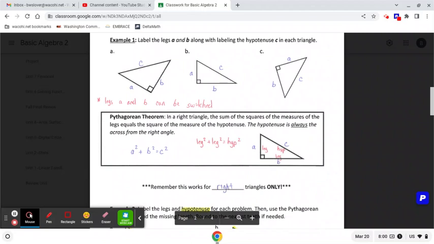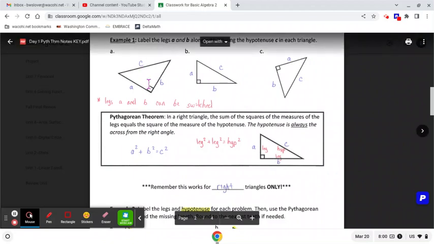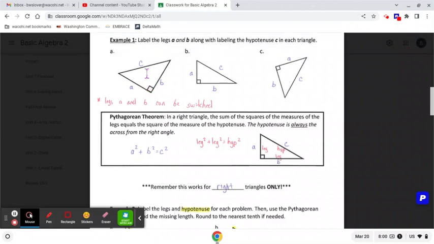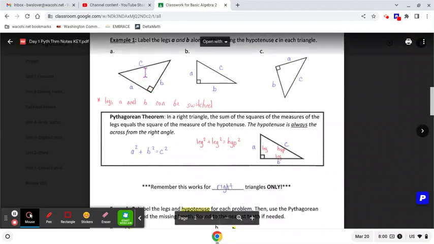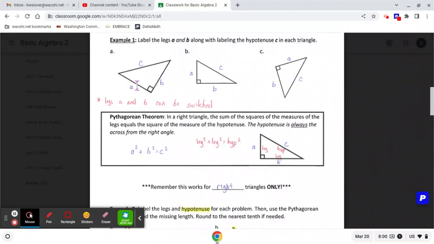So the first example is I'm having you label the legs, A and B, and the hypotenuse, C. So really, you just need to find the hypotenuse. So here's my right angle. Go across or go opposite my right angle, and that's my hypotenuse. The other 2, it doesn't matter. Those are my legs. Okay?